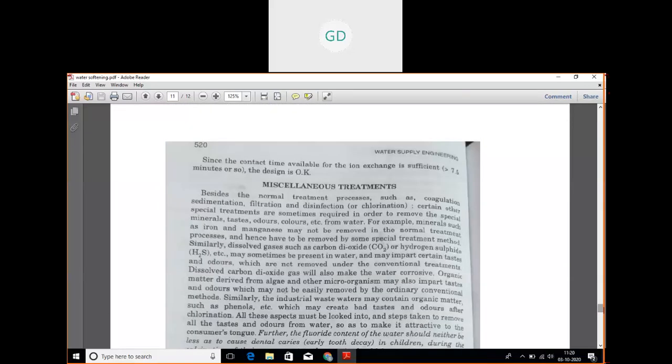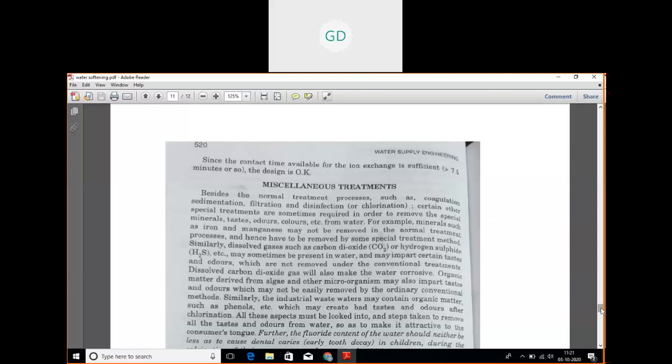After the softening process, you have removed the hardness from the hard water, and after all the treatment processes the water is very much clear and purified. But certain minerals like iron and manganese, and some dissolved gases like carbon dioxide, hydrogen sulfide or chlorine, might remain in the water after the normal treatment. Because for water softening you add some chemicals, and for chlorination you add chlorine, some chemicals and minerals may be left behind.